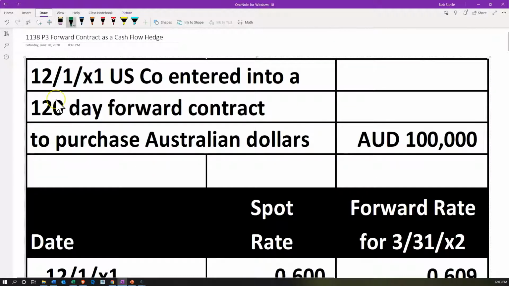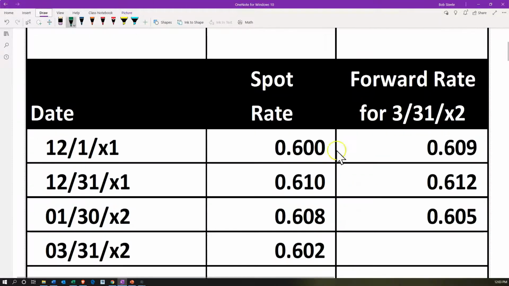So the contract is for 12/1 X1. US entered into the forward contract for 120 days, which is going to end at the end of the time period at that 3/31/2 point. Then we've got the relevant rates, the spot rates, remember, being the current rate, the exchange rate at that point in time, and the forward rate, then predicting to some future point in time, that future point in time being 3/31, because that's going to be the end of the contract for the forward contract.